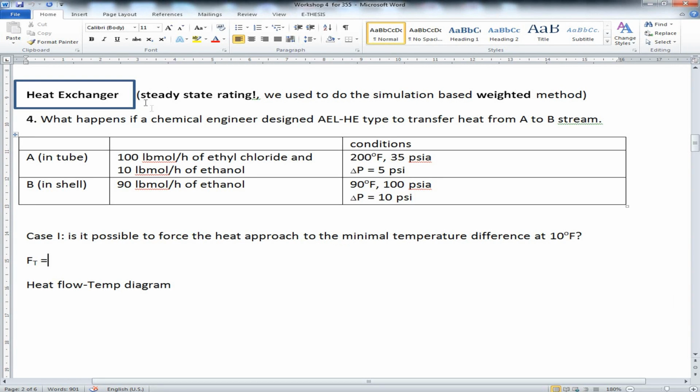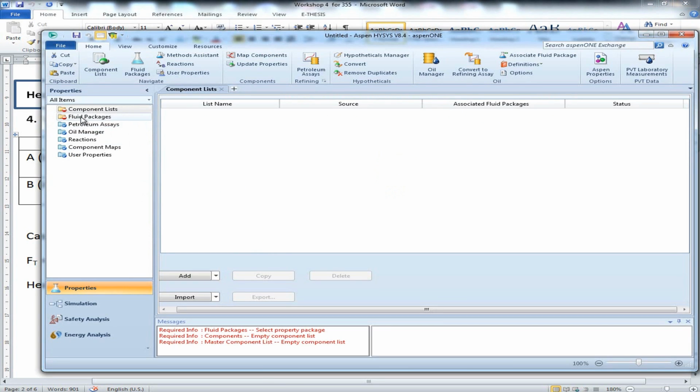Hello, this is a workshop for heat exchangers, and in question number 4, I would like you to do the heat exchanger analysis of the HE1 heat exchanger type for these two streams, under a constraint that the pressure drop is equal to 5 on the tube side and 10 for the shell side. So let's go and put in the fluid package.